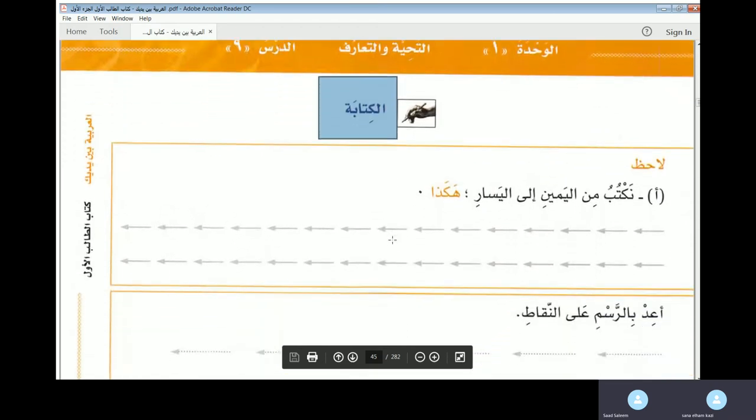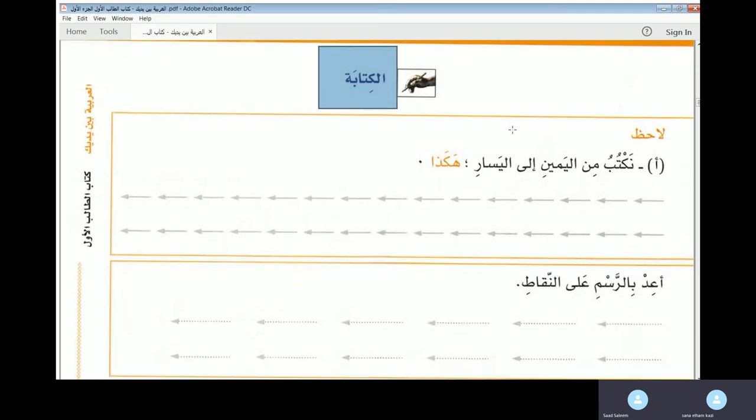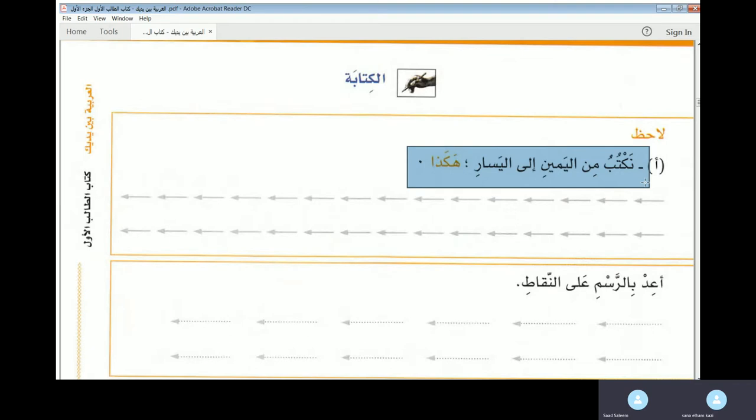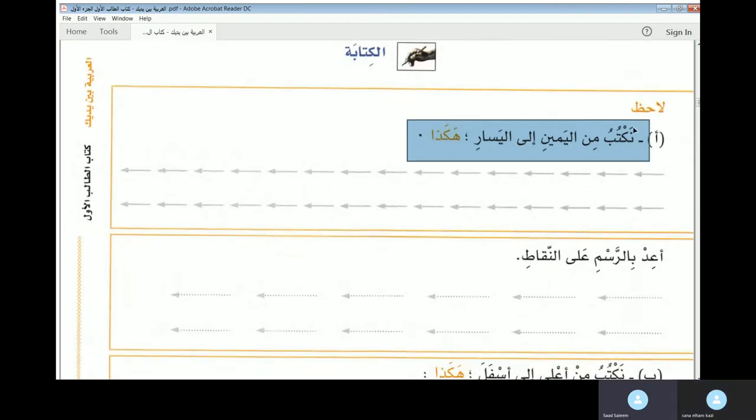Al kitaba means writing. Lahid, what is it? La is used in the sense of observe. Look carefully. Observe: naktubu min al yamini ila al yasari. Like this.